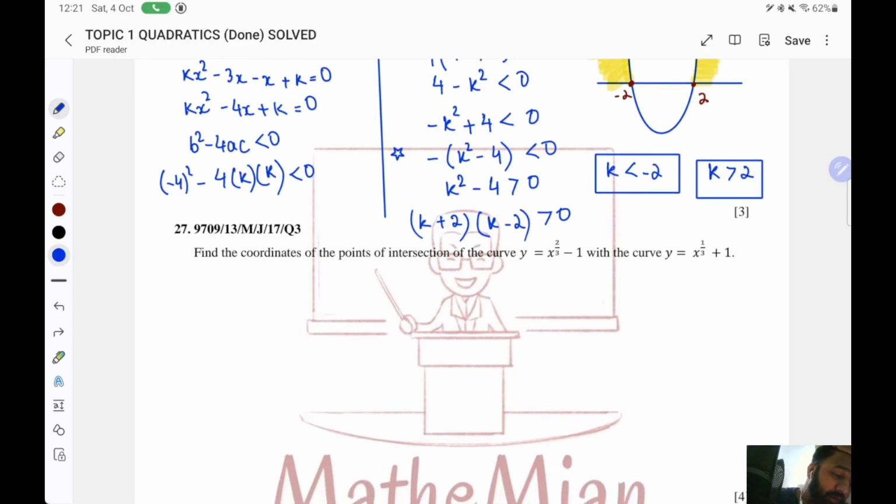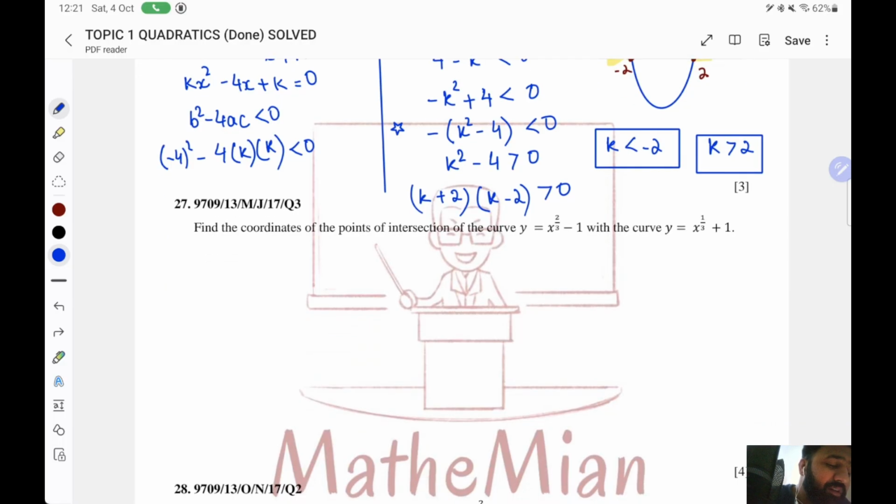Yes. Let's move to the next question, 27, which is May June 2017, question number 3, paper 1-3. It says find the coordinates of the point of intersection of the curves. This is the curve that we have. The first one is a curve, and the second one is also another curve. So we need to find the coordinates of the point of intersection.